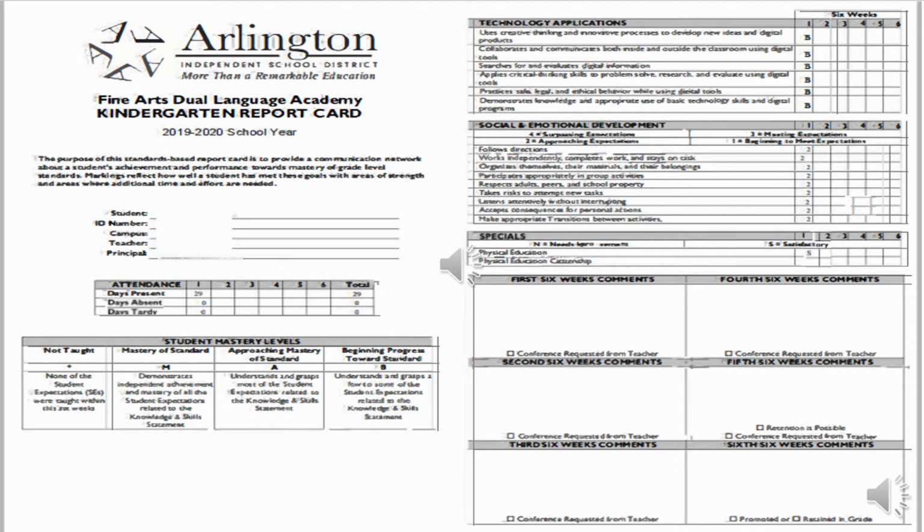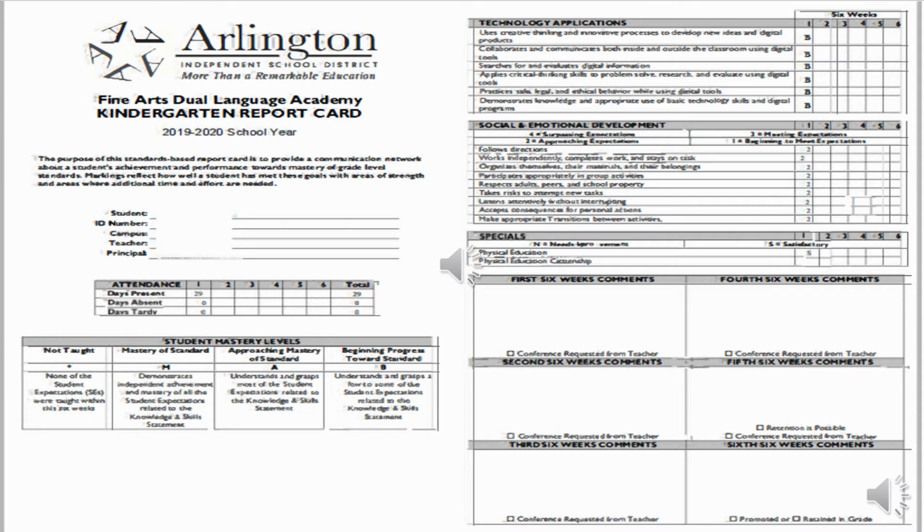And you may see some A's, but mostly, especially at the beginning of the year, you are going to see the letter B. And what the letter B stands for is the beginning progress towards standard. That means that the student understands and grasps few to some of the key concepts, vocabulary, processes, and skills related to the standard. Please remember at the beginning of the year that we are still working towards that end of year expectation, so you are going to see quite a few of that letter B.